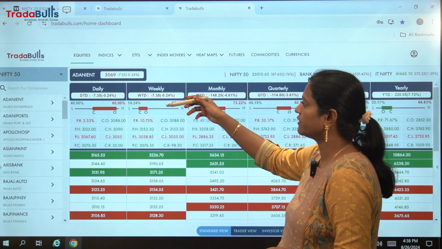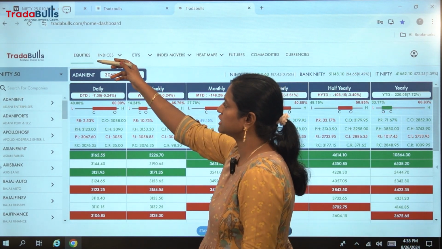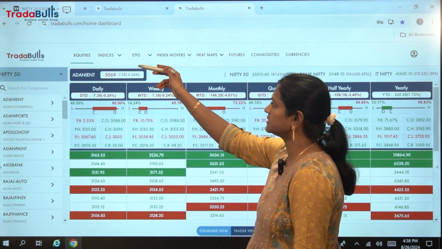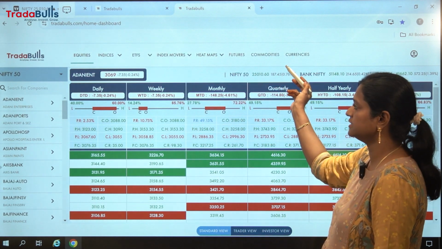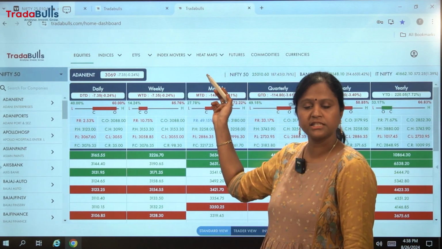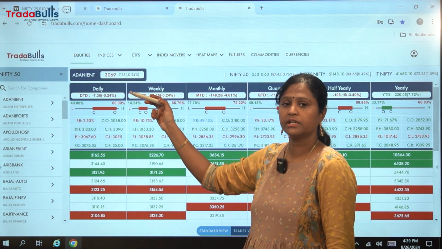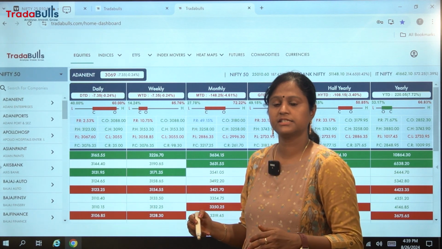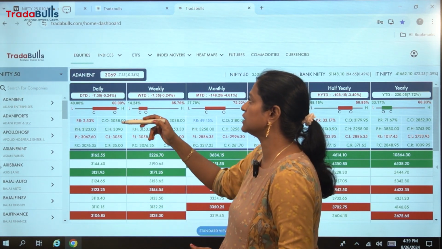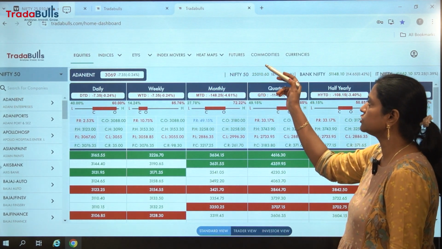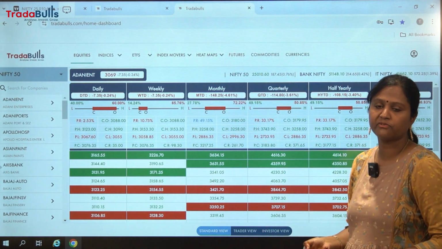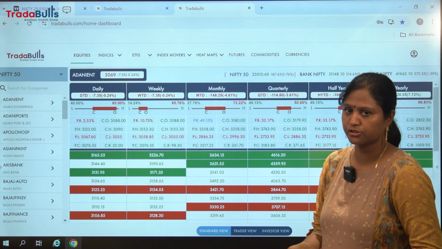If you look into our application, here are the various segments: equities, indices, ETFs, index movers, heat maps, futures, commodities and currencies. However, in the current scenario, what we have implemented so far is equities, indices, ETFs, index movers, heat maps and futures. Commodities and currencies are in the roadmap of development, which will be coming very soon.